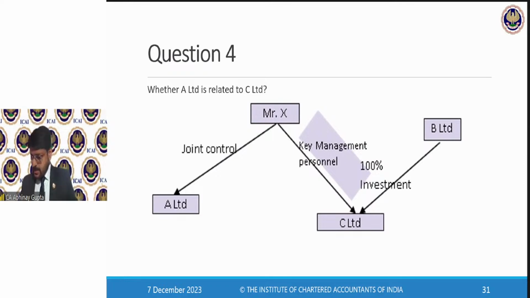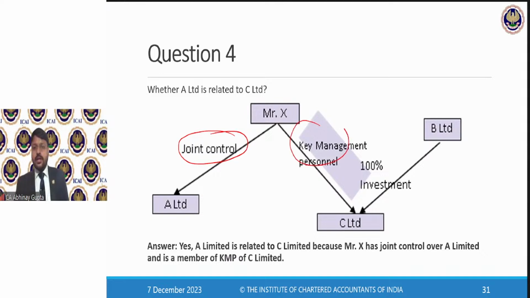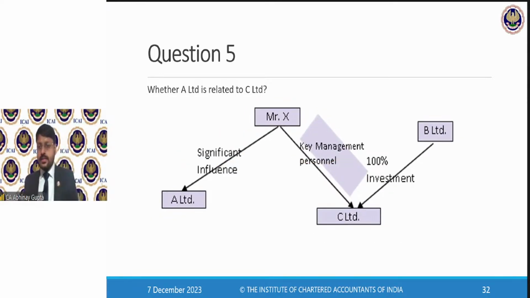So Manoj is saying yes. Tanisha is also saying related party. Yes, it is a related party because either the control or the joint control both works, right? So here it is a joint control and here it is a KMP, right? In this case, Mohammed is now saying not a related party.